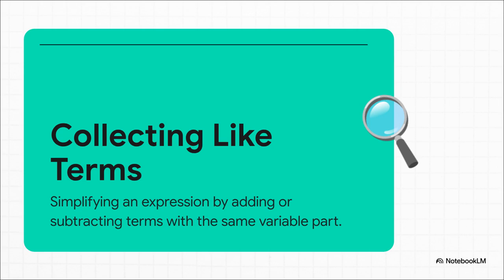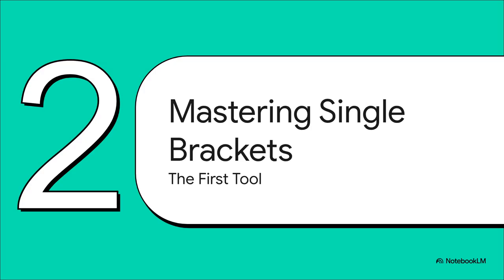And here is a super important concept, collecting like terms. Honestly, this is our cleanup step. After we do all the expanding, things can look a little messy. This is how we simplify it all, how we make it neat and tidy by grouping together all the terms that have the same variables. Okay, foundation is set, you're ready. Let's move on to the first tool we're really going to master today: how to expand a single bracket.